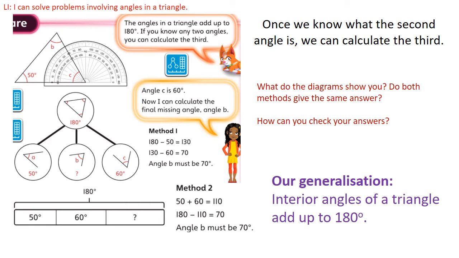There's another method though, and actually I think I prefer method 2. I would add my two angles that I do know together, because I think adding is easier than taking away. So 50 plus 60 is 110. Then I can take that away from 180, which again leaves me 70 degrees. Which method do you prefer? They both give us the same answer, don't they?